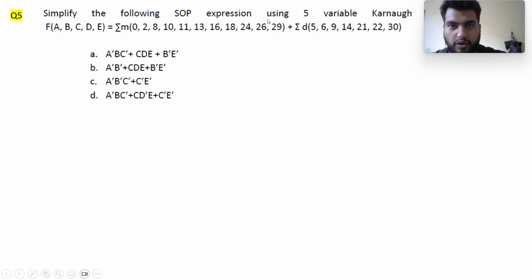I'll just read it for you. Simplify the following sum of product expression using a 5 variable Karnaugh map. F of a, b, c, d, e is equal to summation of minterms 0 to 8, 10, 11, 13, 16, 18, 24, 26, 29, and we also have don't care conditions on 5, 6, 9, 14, 21, 22, 30. So you need to find the minimized expression using a 5 variable K-map.